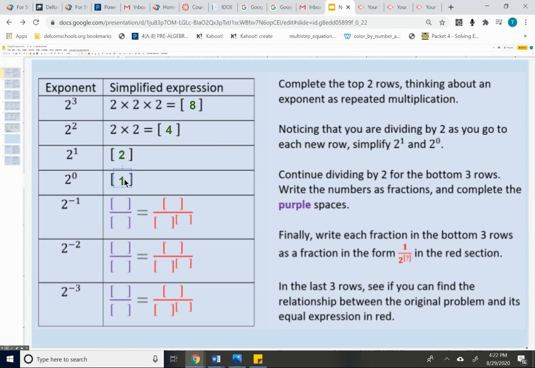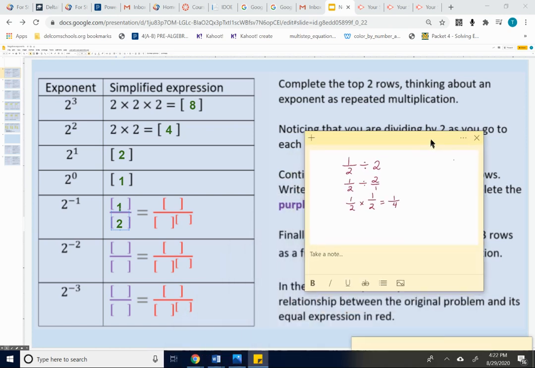So I'm just going to continue to divide by 2. 2 to the negative 1 would be 1 divided by 2. That's just 1/2. 2 to the negative 2 would be 1/2 divided by 2.